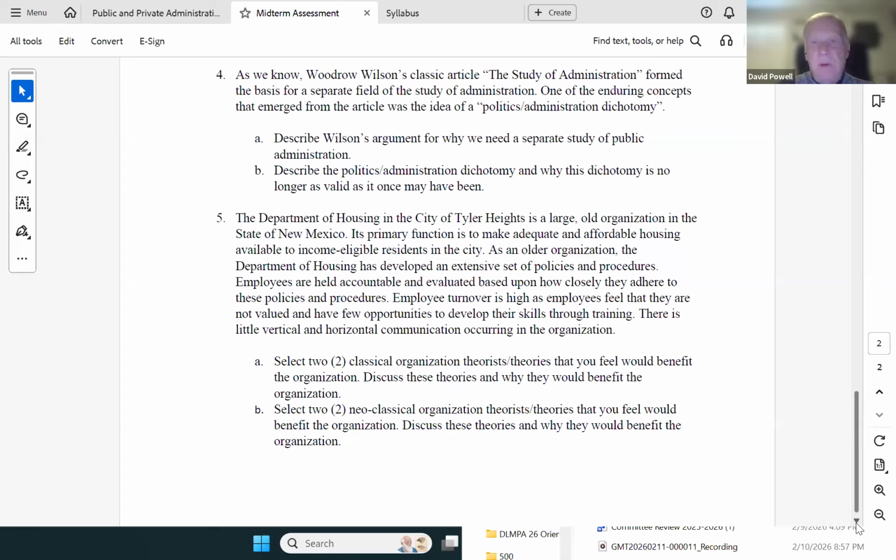This is information that we are going to cover in the second half of class next week. Next week, I will walk you through about 150 years of development of theoretical perspectives on public administration and how we study public organizations. And so you'll get all the information you need about the classical school and the neoclassical schools of organization theory next week, sufficient to answer questions 5A and 5B. So essentially, you can get started on the midterm as soon as you would like. It's all open book.